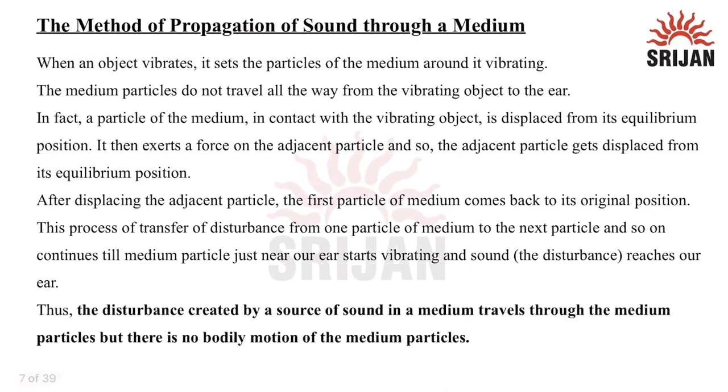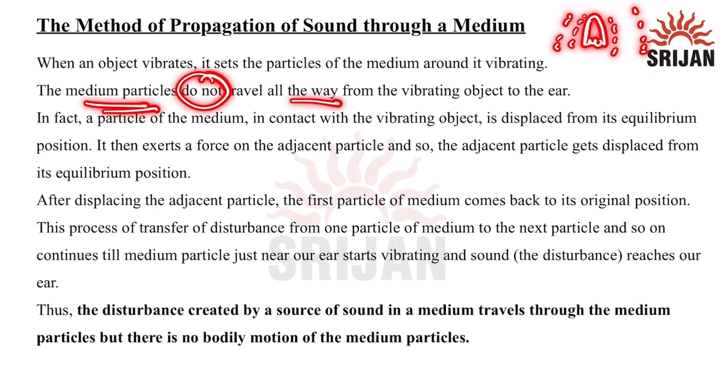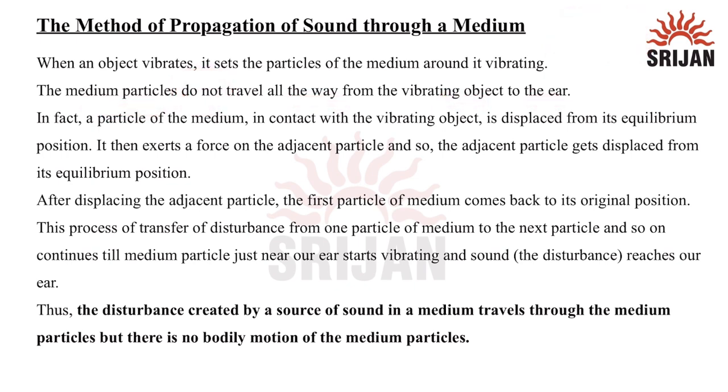Now, the method of propagation of sound through a medium. So when an object vibrates, let's say a bell is vibrating. Okay, so this is a bell and it is vibrating. The medium particles do not travel all the way from the vibrating object to our ear. Now this is the medium particle. Okay, this is one layer, this is second layer, this is the third layer. Let us suppose that sound energy is coming from here. Now these particles will vibrate in their own place. Now this will make this particular one vibrate here and this will make this particular one vibrate here and this thing will happen all the way to our ear.